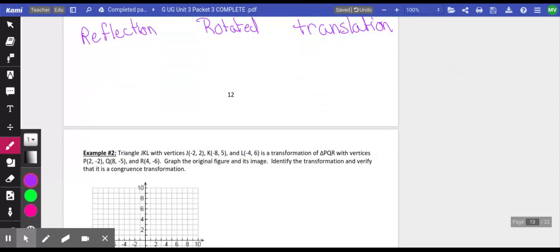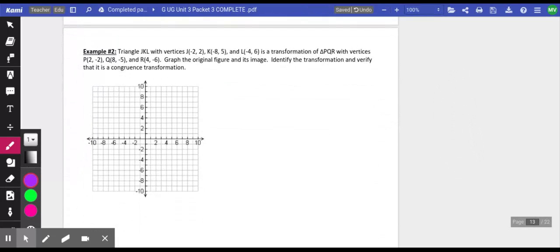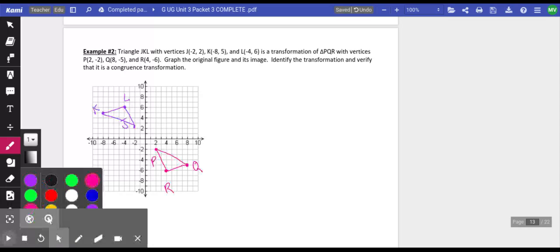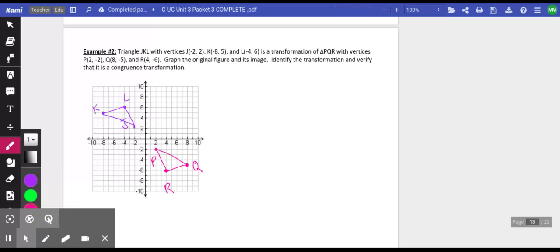So now example 2. I want to show that JKL with those vertices underwent a transformation to get PQR. I want you to identify the transformation and verify it's congruent. So pause, plot them both, and see if you can figure out the transformation. Okay, so I paused and I plotted both of those, and hopefully you can see that what happened from the purple to the pink is a rotation.